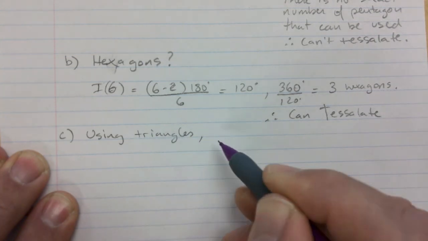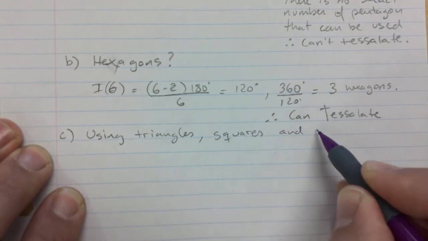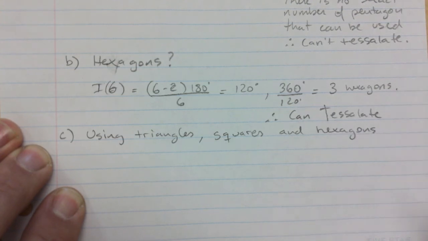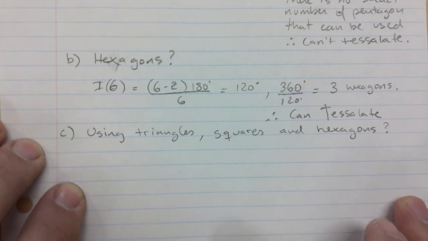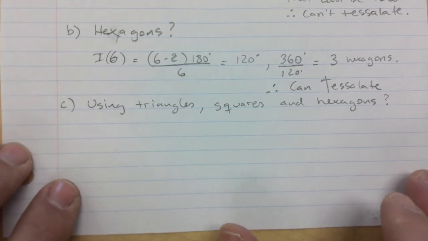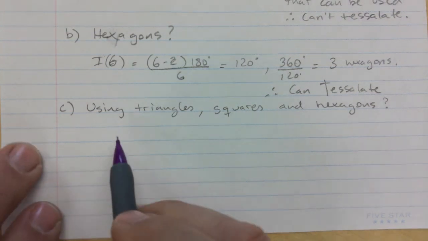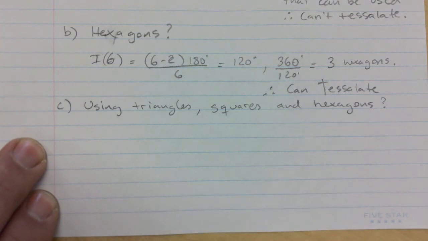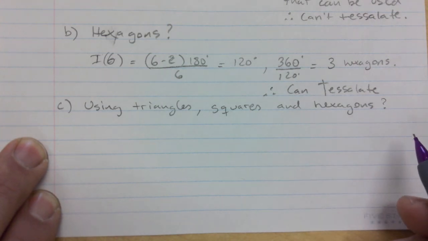Using triangles, squares, and hexagons. Could you tessellate, could you tile a floor? It doesn't have to be tiling necessarily. Like if you're making a blanket and you want different colors in those shapes and you're sewing this blanket, would you be able to make it? It doesn't have to be tiling necessarily, but most questions deal with tiling when you're doing these. Or it will just say, can you tessellate? Can you do that? So using triangles, squares, and hexagons, this is what I want you to do.